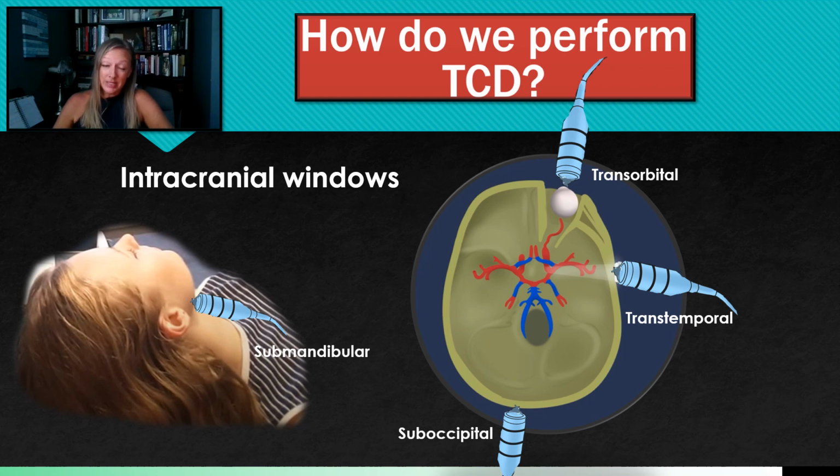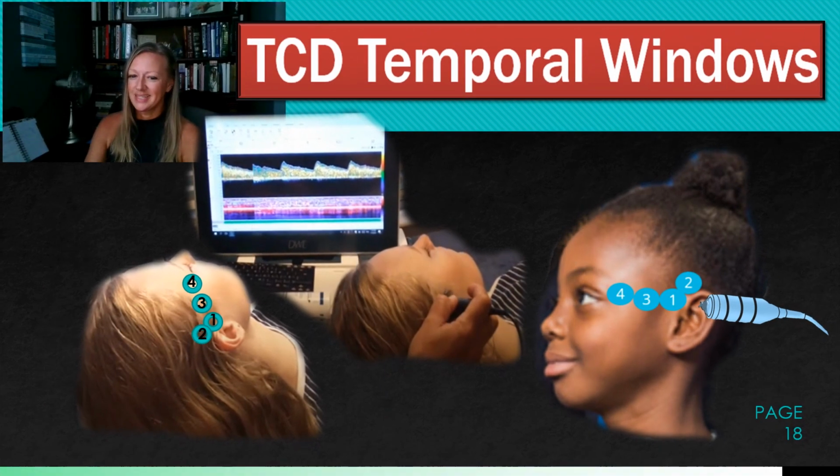We typically begin with the transtemporal windows. We have transtemporal, suboccipital, submandibular, and transorbital. We will begin with transtemporal. TCD temporal windows. As you can see in the image in the center, there are circles around where the most common temporal windows are located.